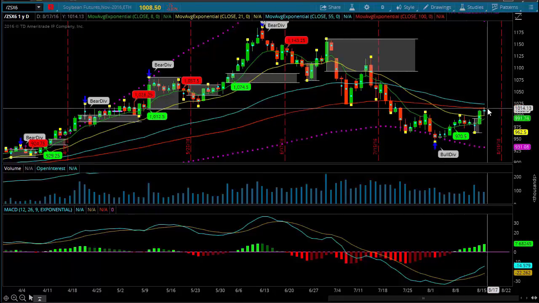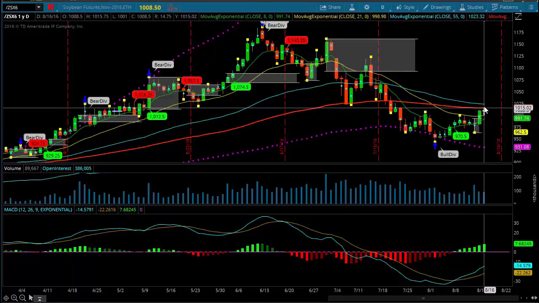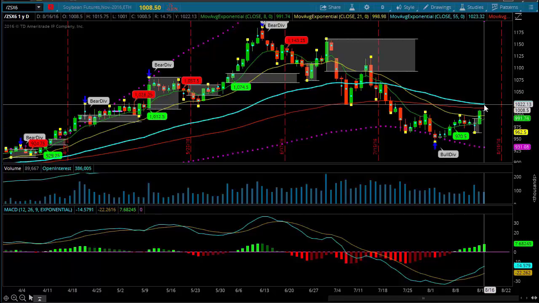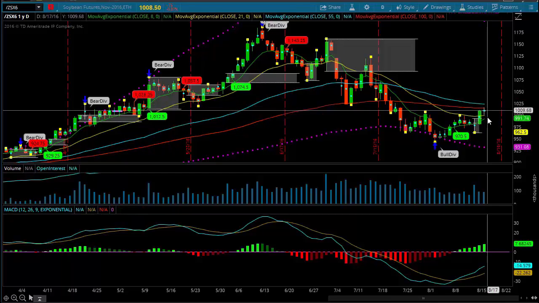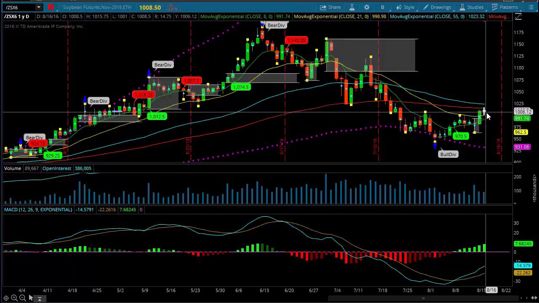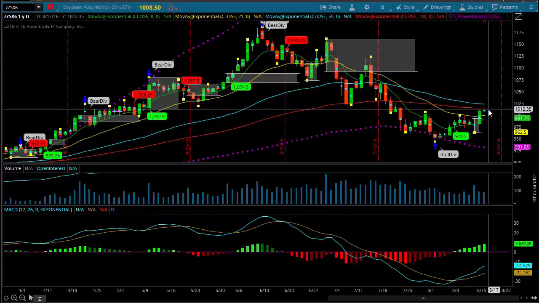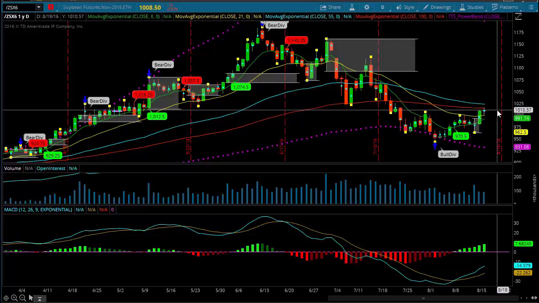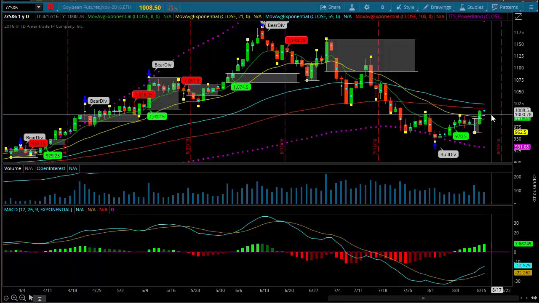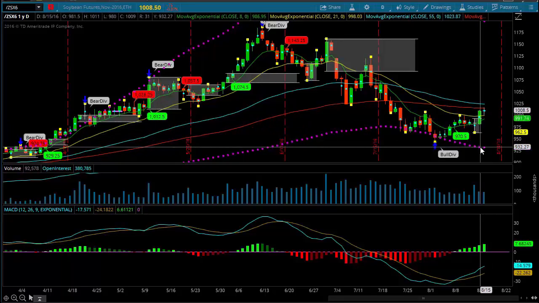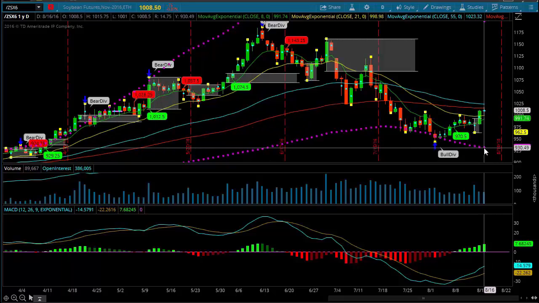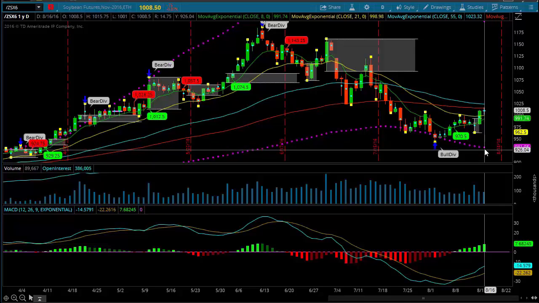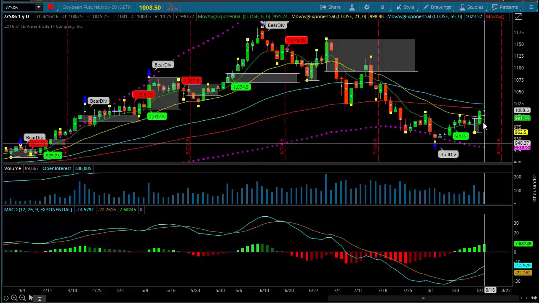just runs out of steam right up in here at these levels, and you've got the 55 period EMA right above it. And if we begin to turn down and the 55 crosses the 100, I think that's going to signal a move back toward the bottom of the linear regression channel at this 2 standard deviations, and it potentially could take us down back around 930 or below. And that's a 70-cent move.